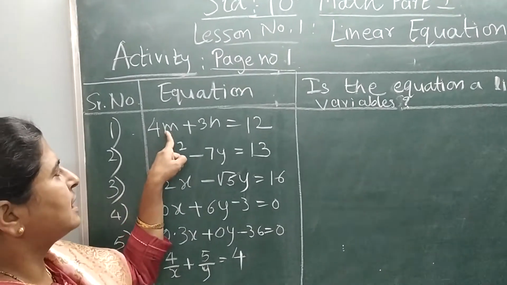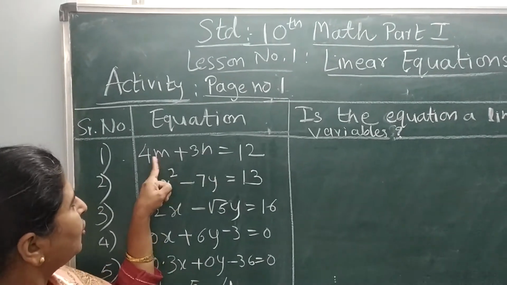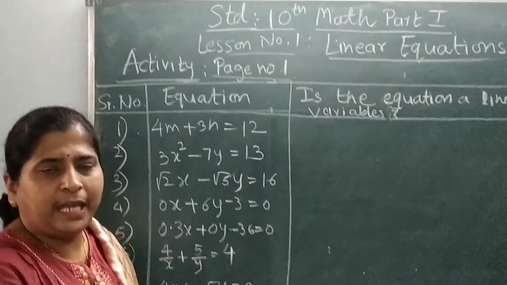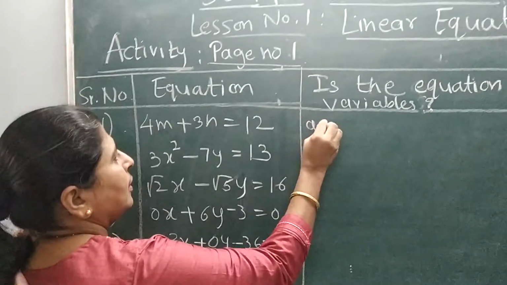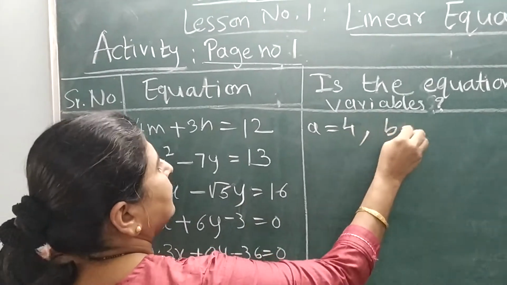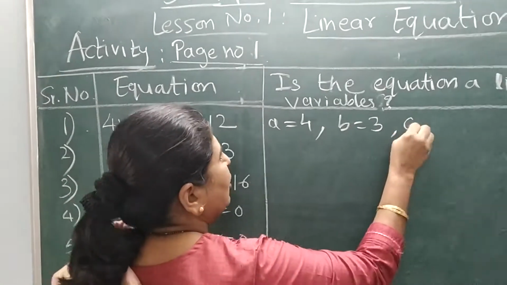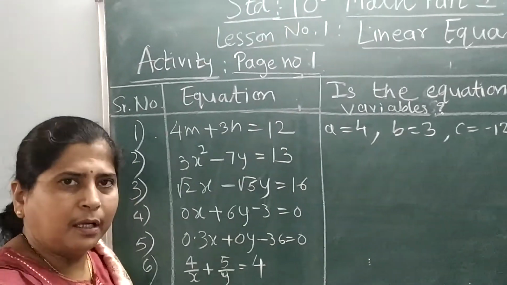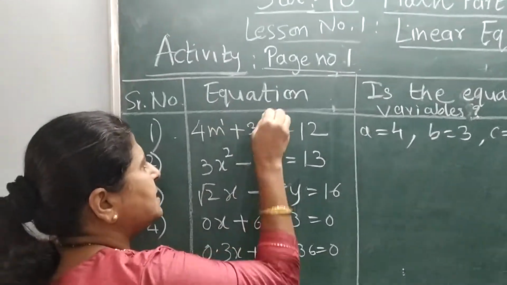Which are the variables given? Variables are m and n. Now, what are the coefficients of these variables? These coefficients are nothing but your values of a and b. So the value of a is 4 and b is 3. And if c comes here, the value of c is going to be minus 12. These three values are real numbers. And the power of the variable, if nothing is written, is 1.